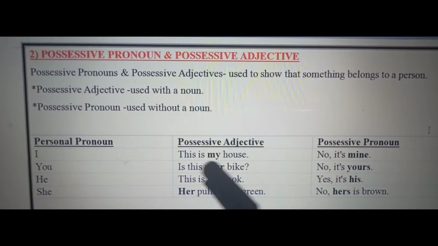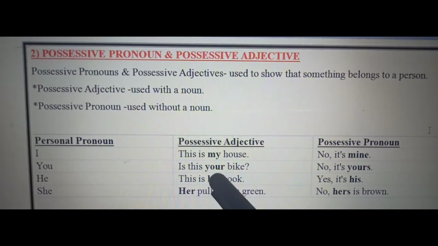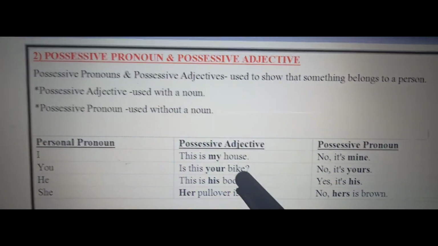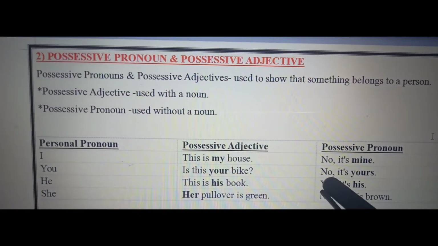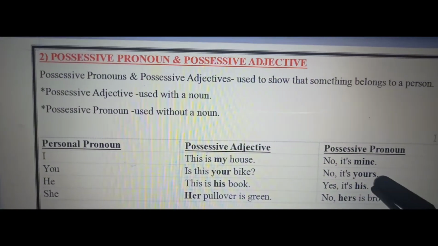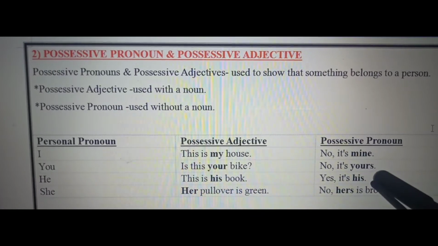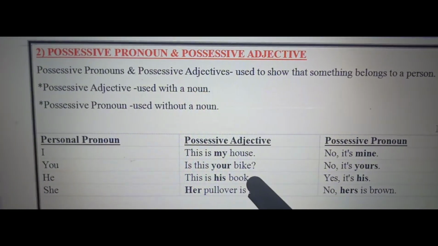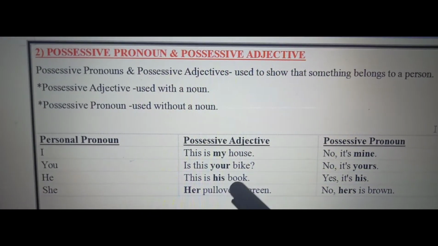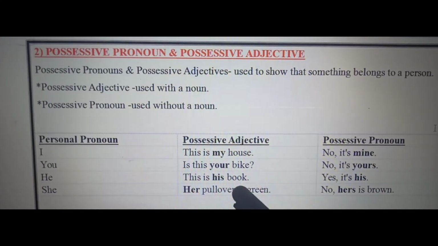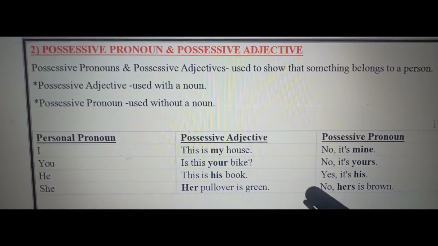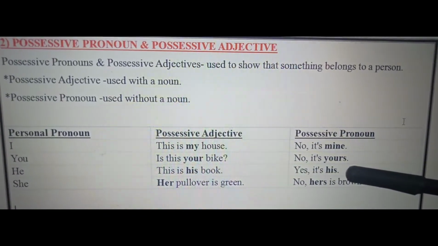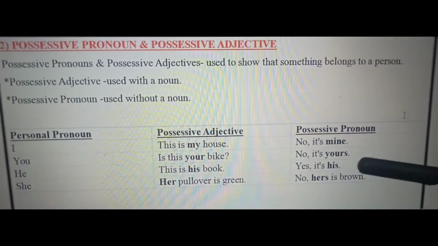Now the second example, is this your bike? Your is a possessive adjective because it is used with the noun bike. But in case of possessive pronoun, no, it's yours. Yours is a possessive pronoun and we have used it without any noun. The next example, this is his book. In this case, his is a possessive adjective and it is used with the noun book. Yes, it's his. So his is a possessive pronoun and we have used it without any noun.